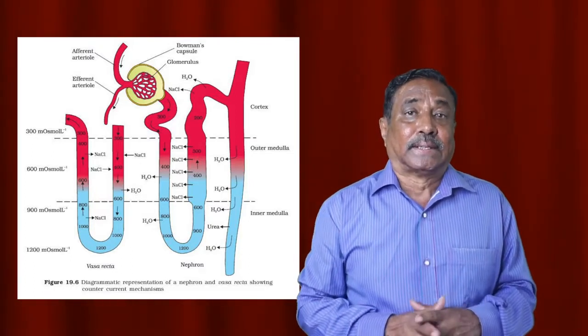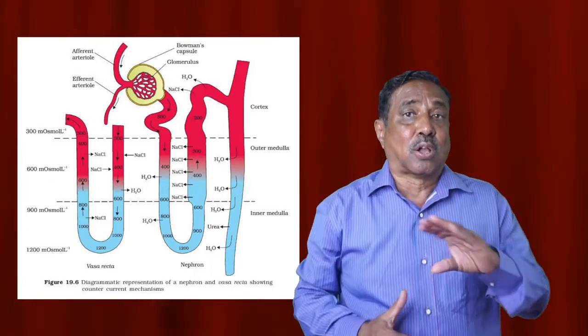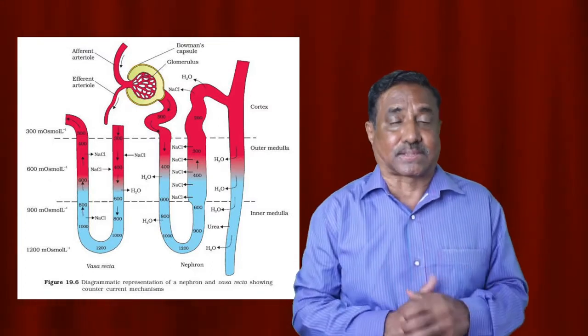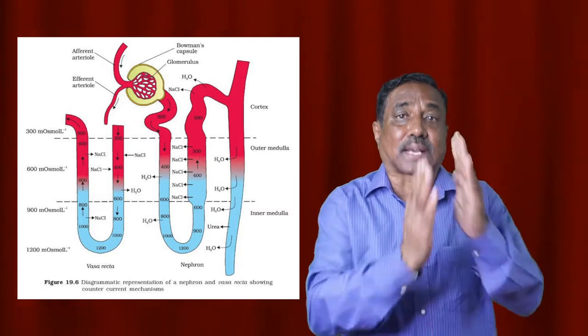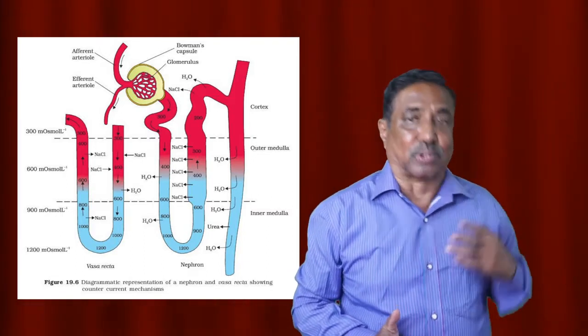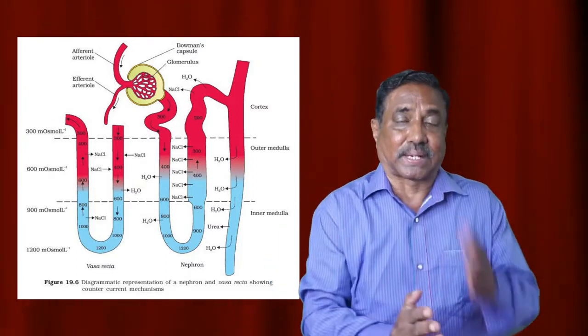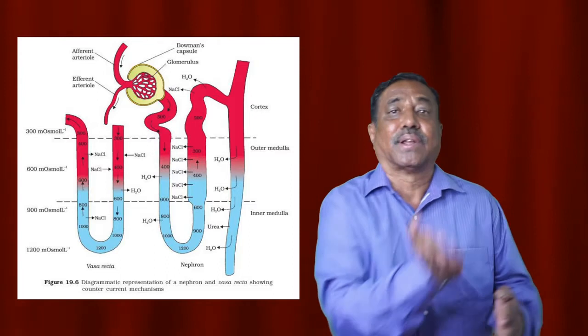While passing through the PCT and DCT, water is also removed by osmosis, as the concentration of water decreases when amino acids and glucose are removed. Hence, the water is also removed from the region of higher concentration to lower concentration by osmosis.